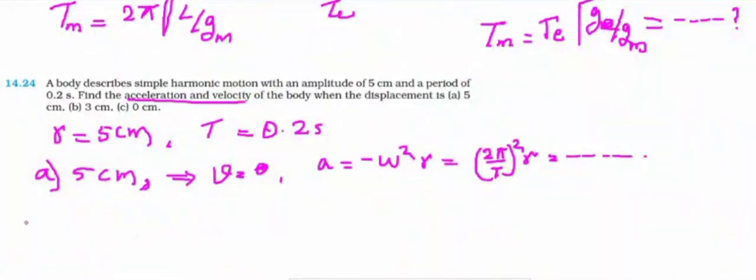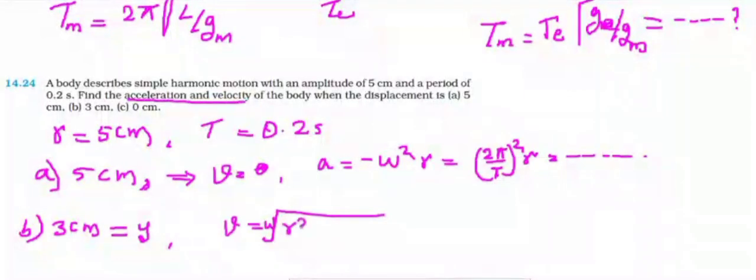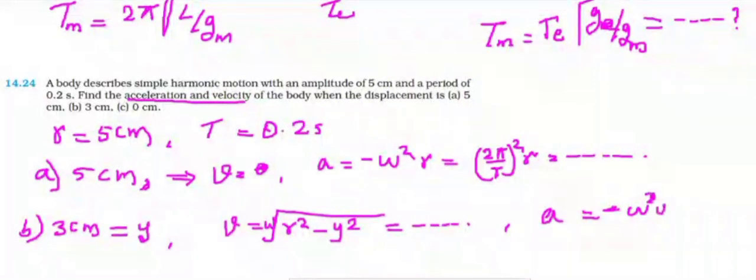Now next, case B, 3 centimeter. 3 centimeter means that is a displacement in between, which you can take as y. So first, velocity. Velocity is equal to omega into under root r square minus y square. Formula you have studied, velocity you can calculate. Then acceleration a is equal to minus omega square y. Ensure that the values are substituted in SI unit, numerical values.